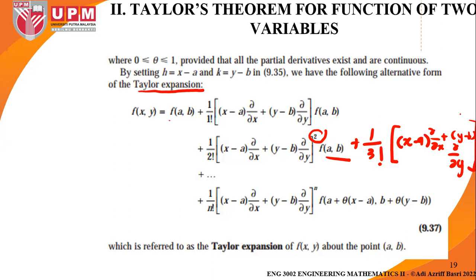Then the same operator to the power of 3 applied to f(a, b), until the final one. For example, until 20 factorial, meaning 20 terms, it becomes 1 over n factorial with the operator to the power of n, where n is 20 here. This we call the Taylor expansion of f(x, y) about the point (a, b).